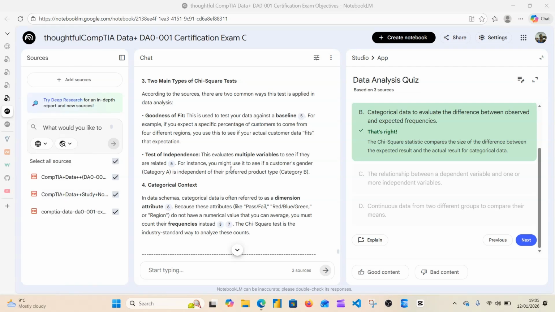This video is different. This is me actually studying for my CompTIA Data Plus exam that I will be taking in a few days using Google's NotebookLM. It's a free tool, okay?